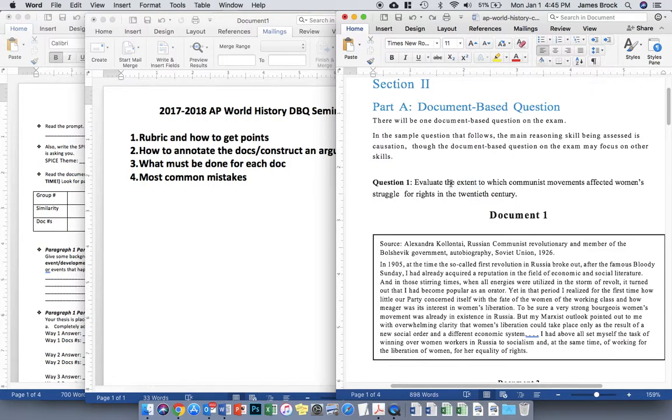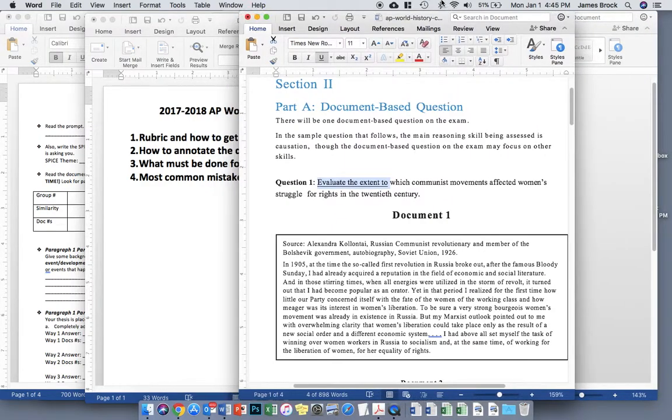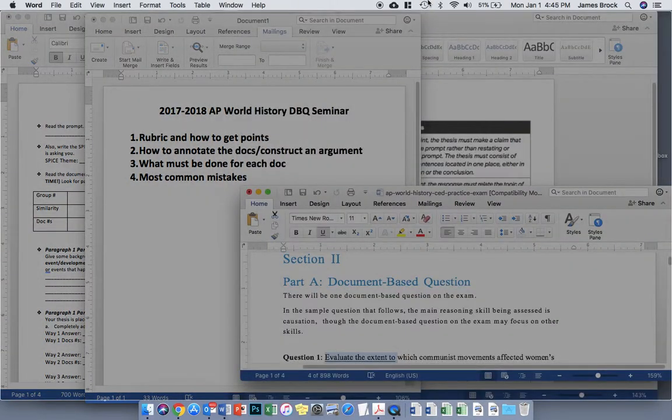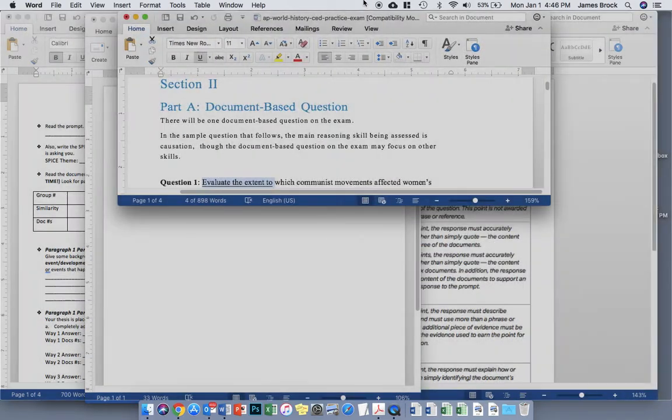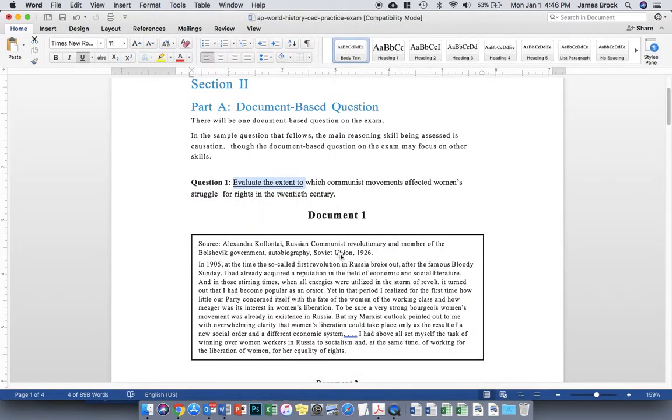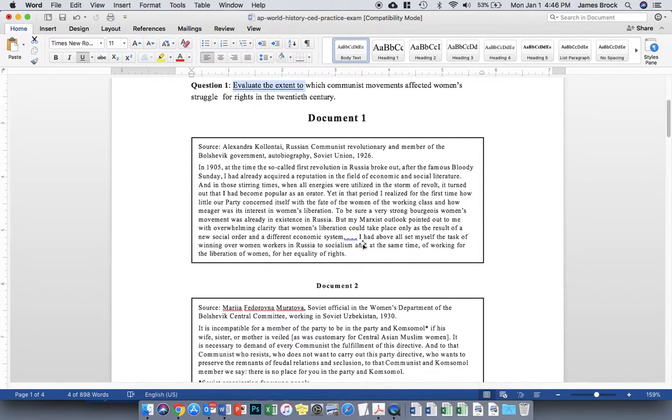Okay, one thing I'm really going to do is underline what it's asking me to do, and it's evaluate the extent to which communist movements, let me get up here. Aha. Oh, we've broken the internet. There we go. Communist movements affected women's struggles for rights in the 20th century.